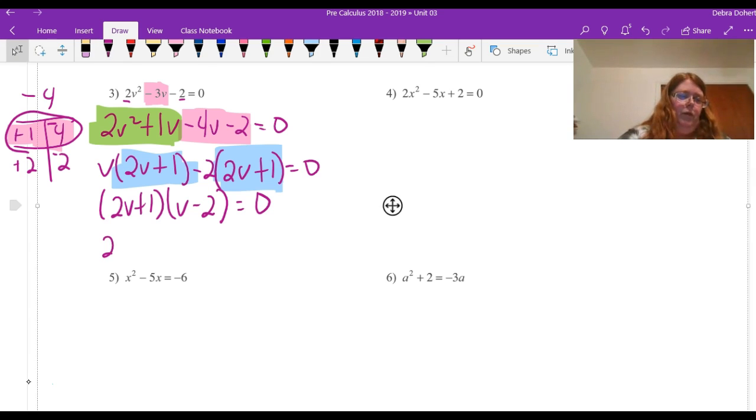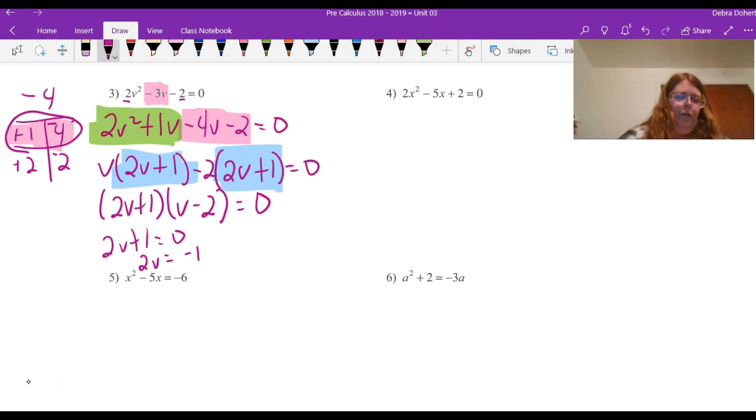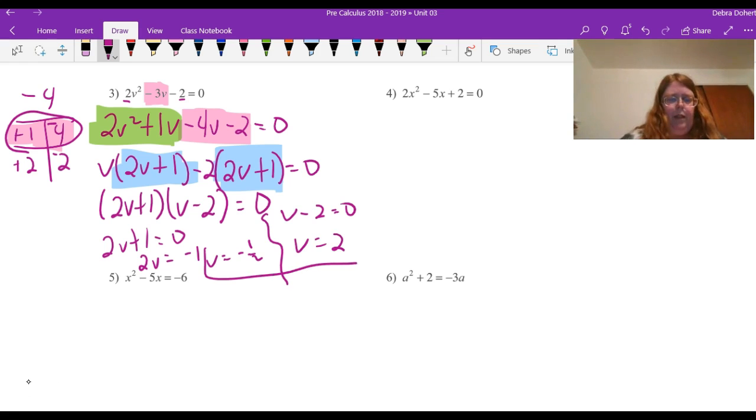So we got 2b plus 1 equals 0. I have to subtract 1 from both sides, so that leaves me with 2b equals negative 1. And that means if I divide by 2, we have b equals negative 1/2. And we have b subtract 2 equals 0. This one is true when b is equal to 2. And again, please put a box around your answers.